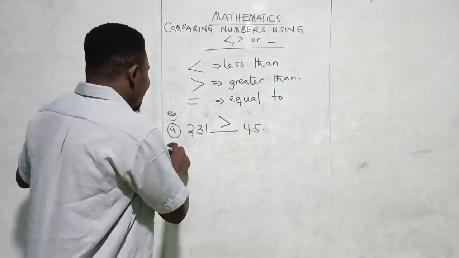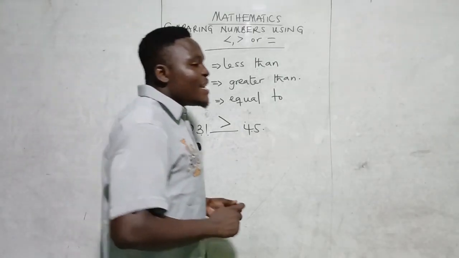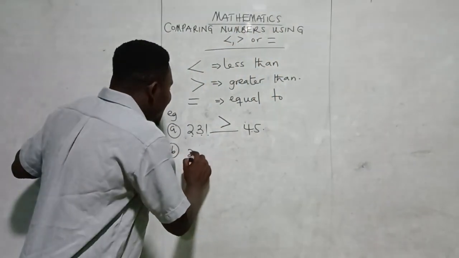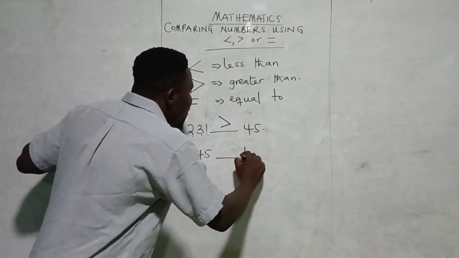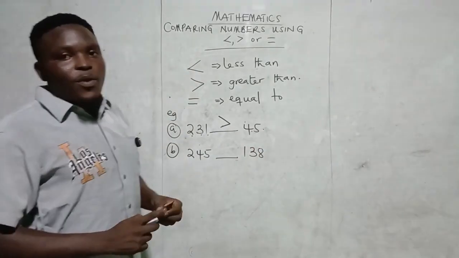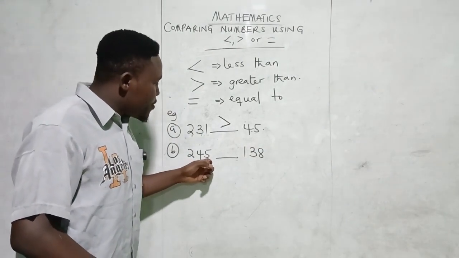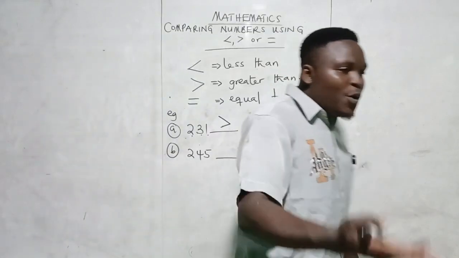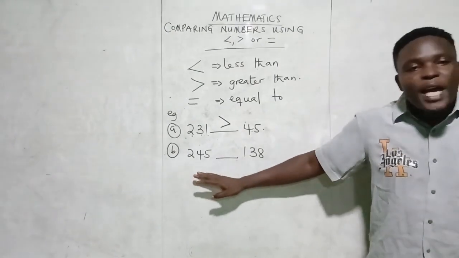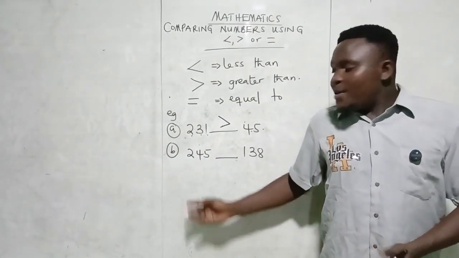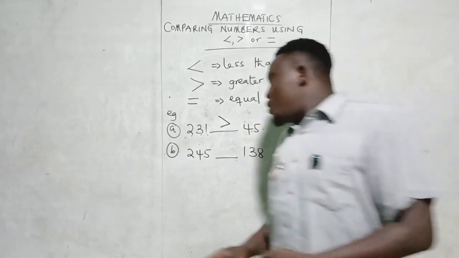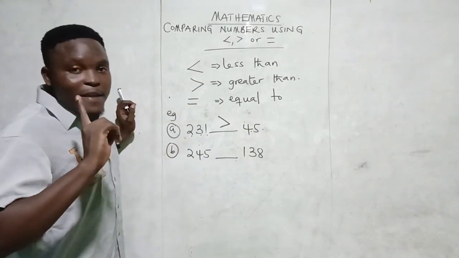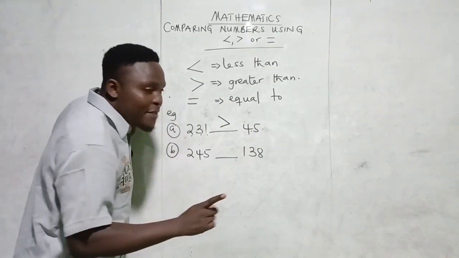Now someone will ask, what if the number of digits are the same? Let's look at that. Example, 245 and 138. We have three digits here, 1, 2, 3, and we have 1, 2, 3. How then do we know the bigger one? So if we have the same number of digits, then what we will do is check their first digits. So don't skip the first rule. First of all, we have to know the number of digits.